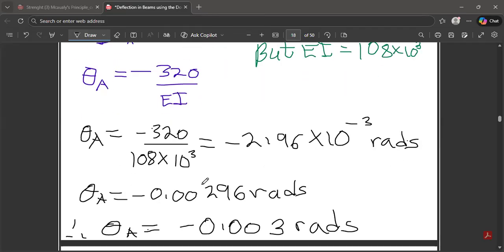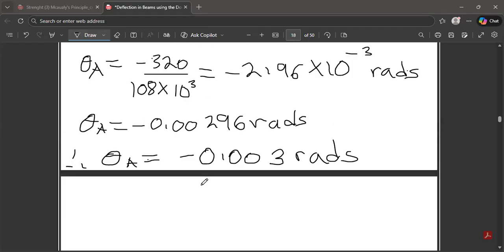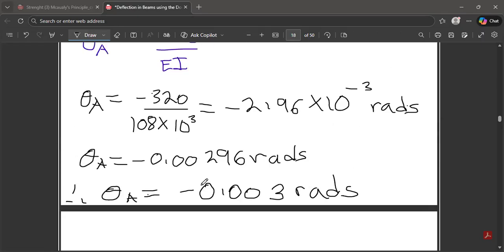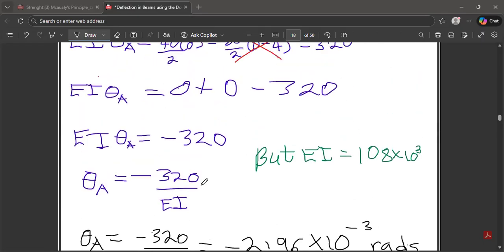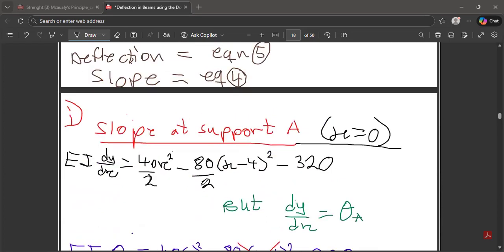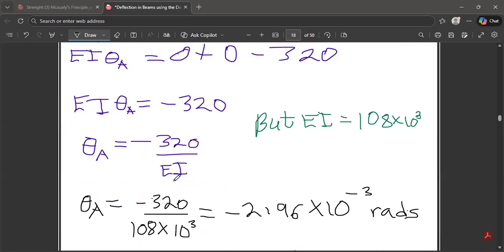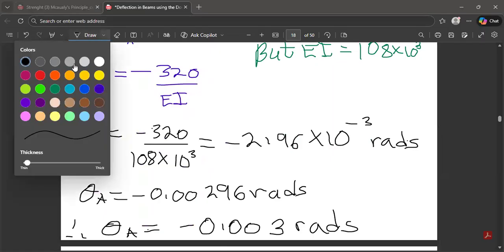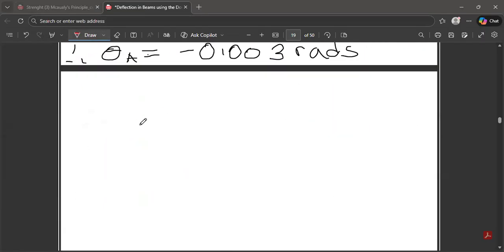So I believe you'll be able to do the other one on your own. So let's also do the slope at support B. Let's do the slope at support B.